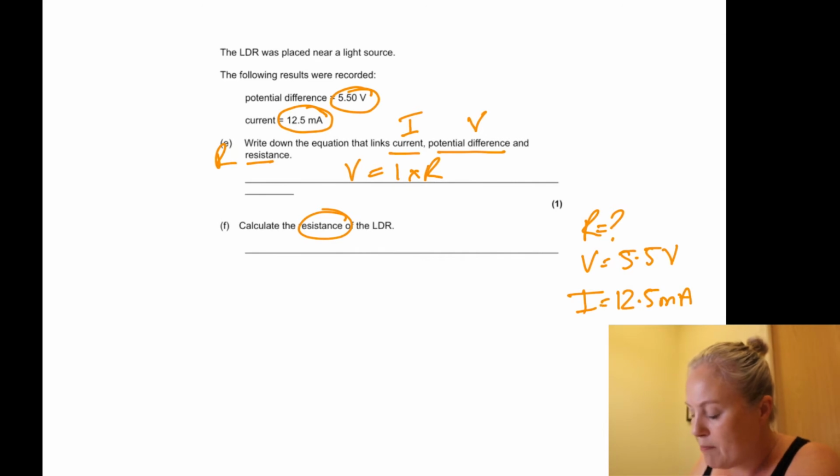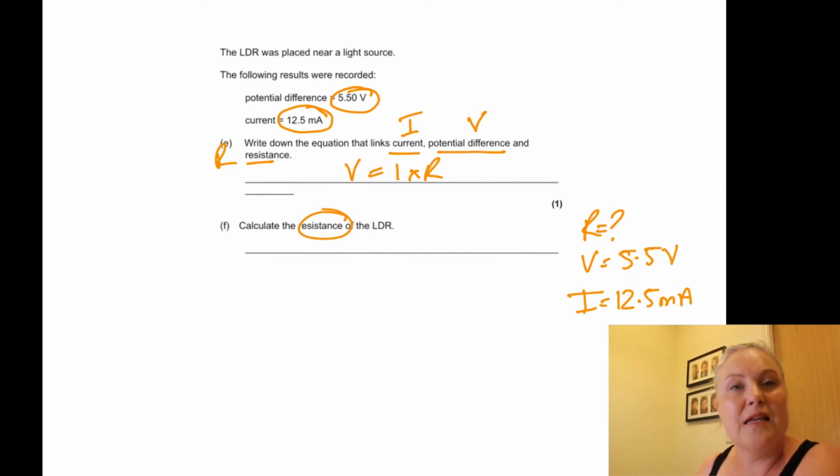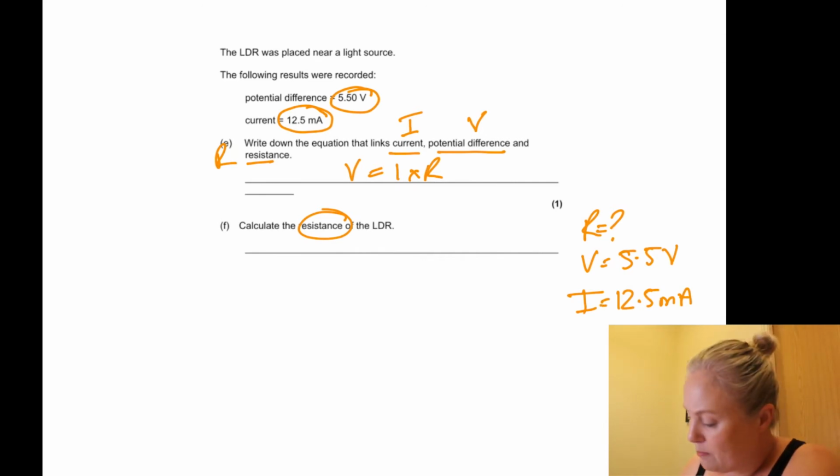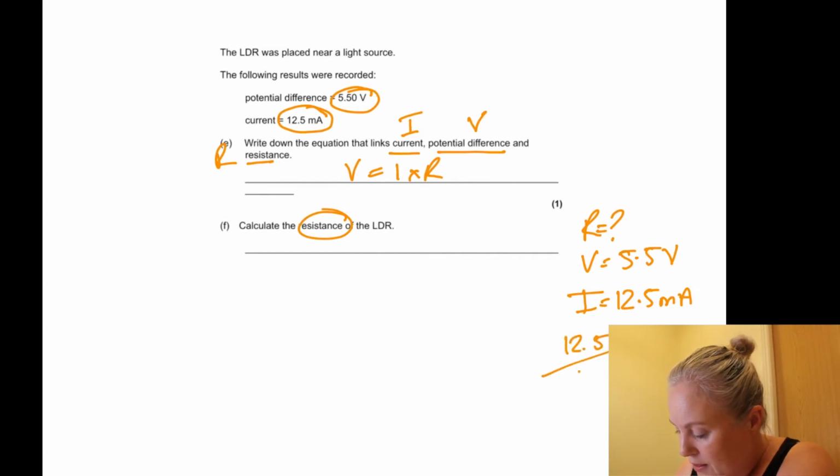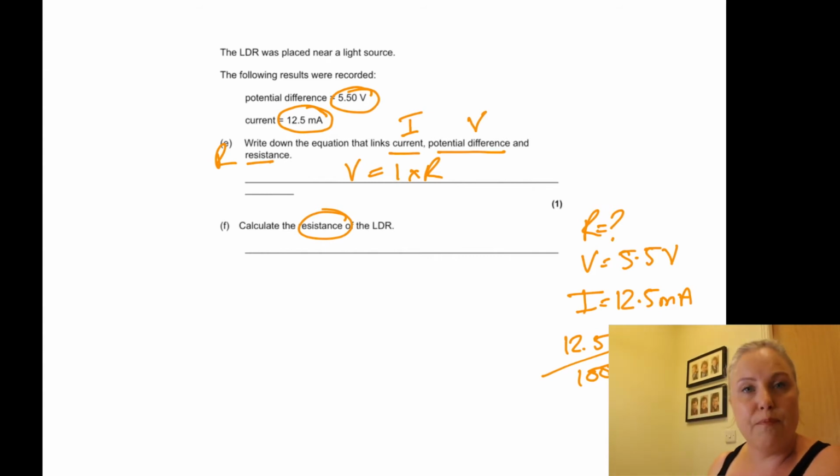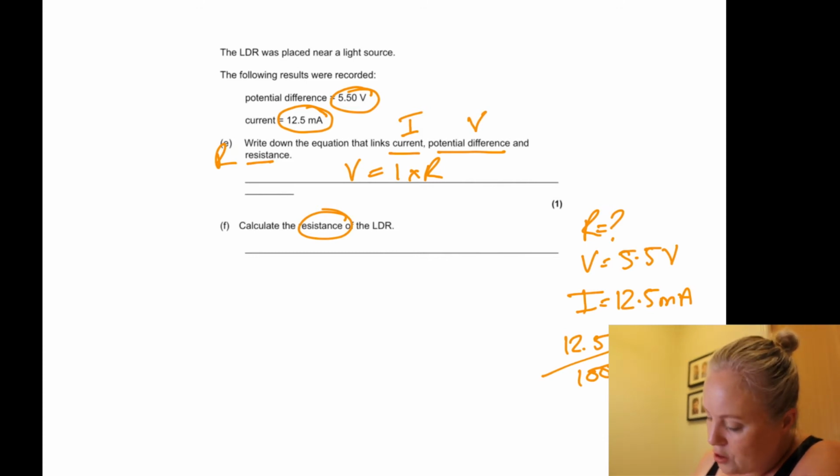So what does that mean, milliamps? Well, that means it's 1,000th less than an amp. So what we need to do is do 12.5 divided by 1,000 gives me 0.0125 amps. Okay, so we need to make sure that we're using the proper standard unit before we continue. So formula, number, answer, unit.